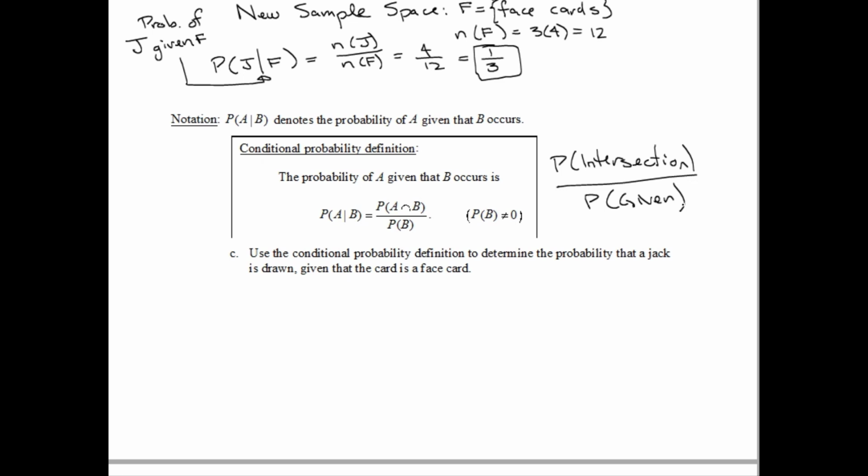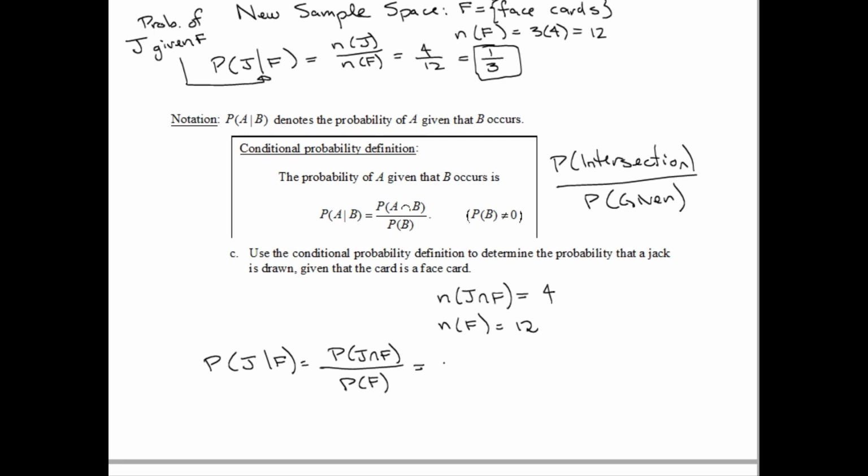Okay, so now let's use this definition to verify what we've already found about the probability of J given F. So J intersect F is the set of all cards that are jacks and also face cards. How many are those? That's the jack of clubs, jack of diamonds, jack of hearts, and jack of spades. There's 4 of them. And how many face cards are there? There are 12. So the probability of J given F is equal to the probability of the intersection divided by the probability of the given.